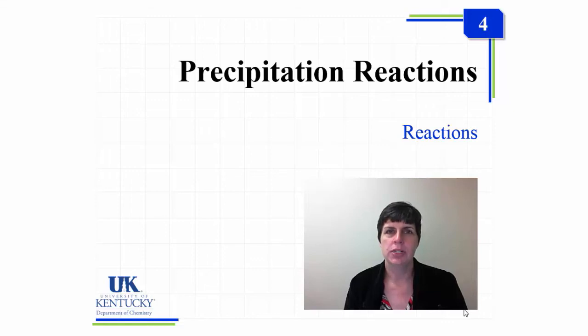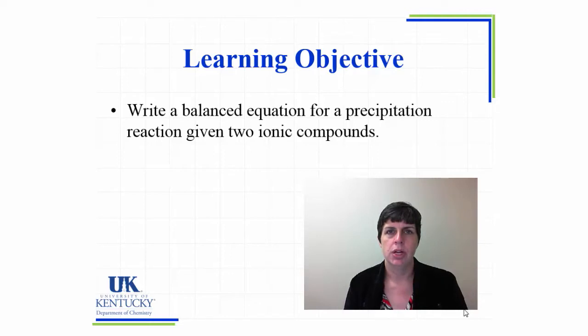In this module, we're going to look at precipitation reactions. By the end of this module, you should be able to write a precipitation reaction given two ionic compounds, be able to identify the product, and balance the resulting equation.